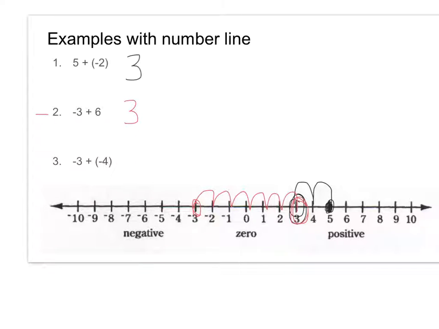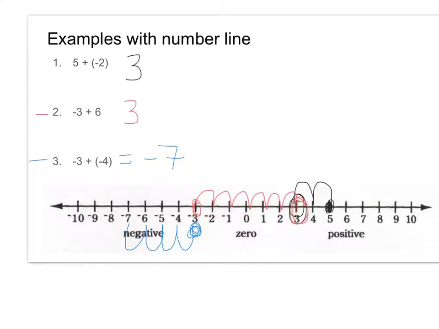Okay, this last one, we have 2 negatives. So again, we start at 0, go to -3. So we're going to start here at -3, and we're going to add a -4. So adding, you think, oh, we're going to go to the right, but it's a negative. You're adding a negative, so you need to go to the left 4 more units. 1, 2, 3, 4. So our answer is actually going to be -7. When you're adding 2 negatives, you're going more negative.